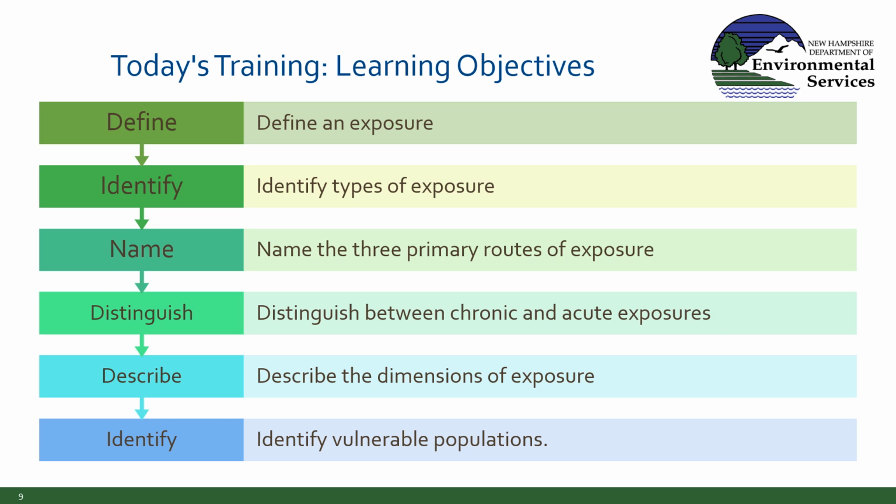To summarize our topic for today, you have learned to define an exposure, identify types of exposure, name 3 primary routes of exposure, distinguish between chronic and acute exposures, describe the dimensions of exposure, and identify vulnerable populations.